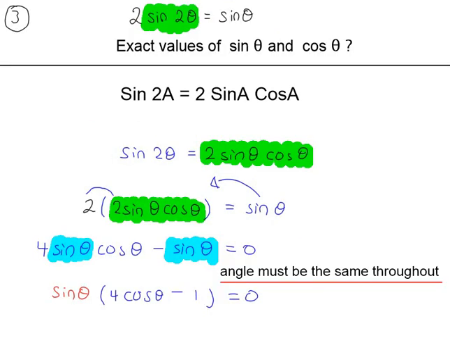Now one of the key things behind the solution is to get all the angles the same throughout. At the beginning we had 2 theta and we've got angle theta, so they're different. The aim here was to use some identities to rewrite the original equation, but with the same angle throughout. And right here we have that: theta, theta and theta, the same angle throughout.